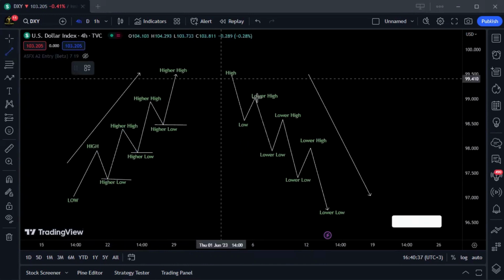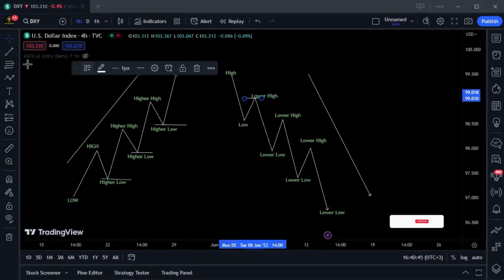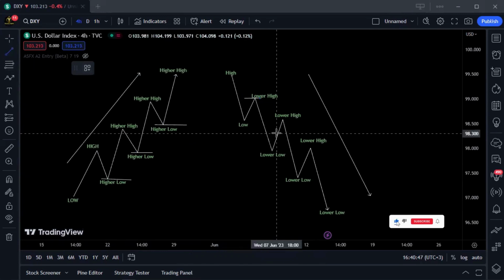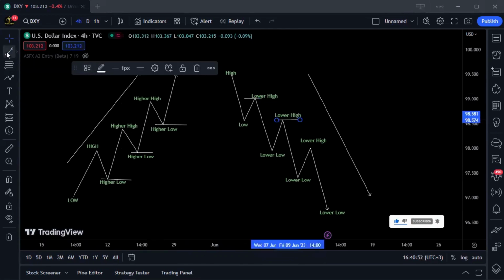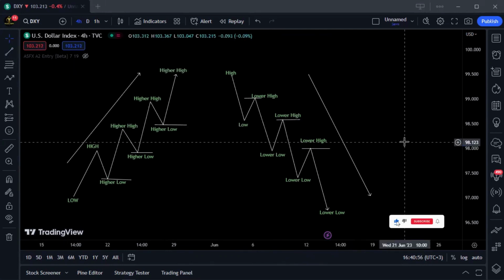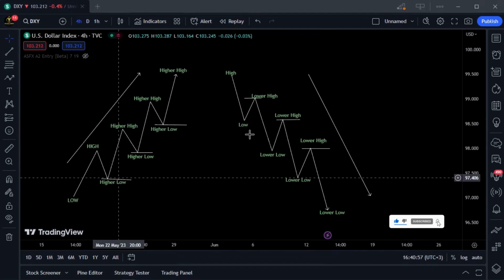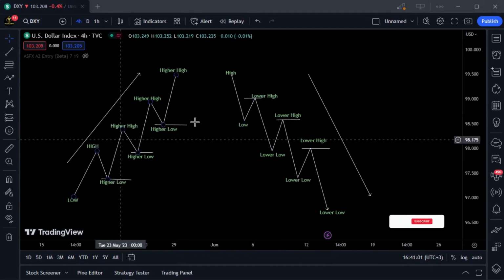Same thing in a downtrend, you're looking to sell. So where do you sell? You sell obviously at the highs. And then where do you sell again? You sell again at the most possible high, and then again, you sell at the highs. So you buy at the lows and then you sell at the highs. That's how trading is. Buy low, sell high.